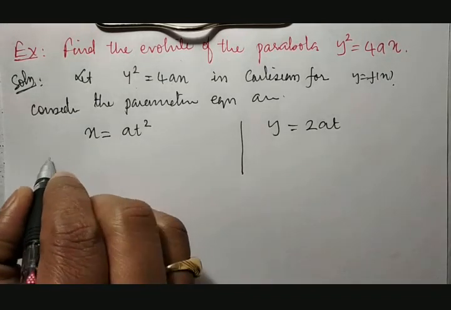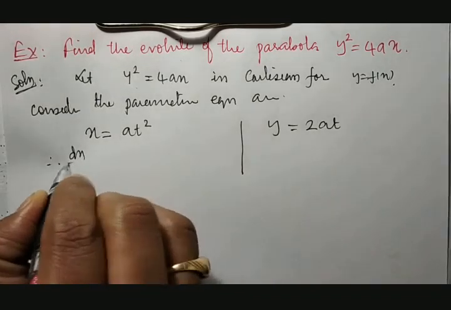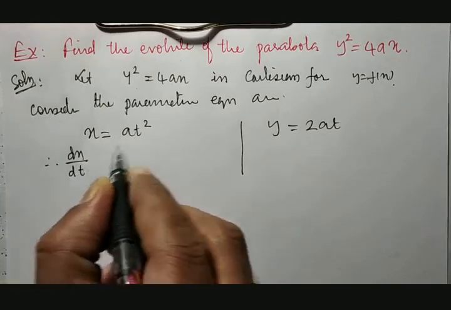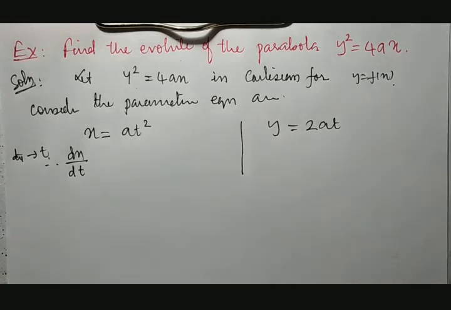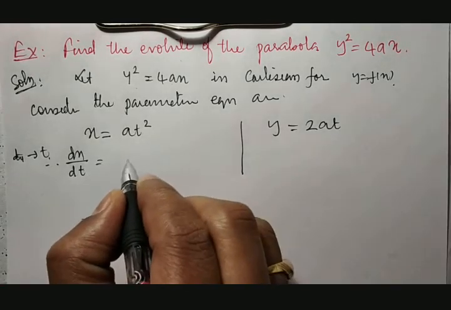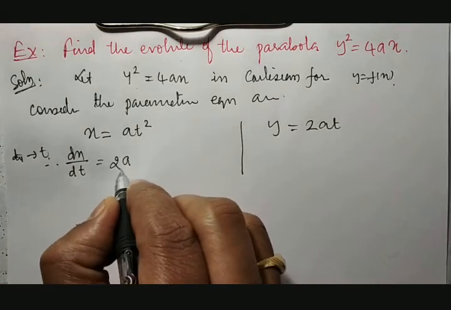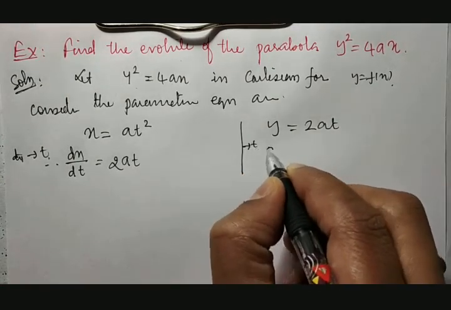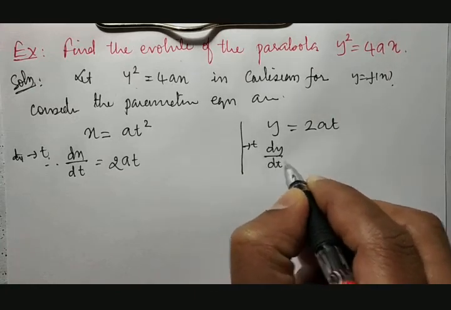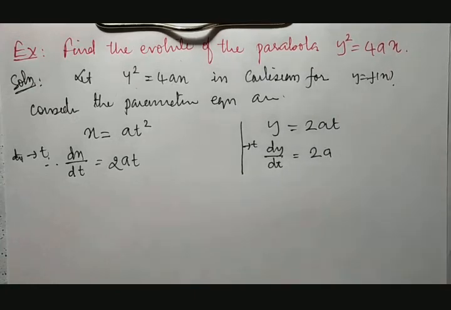Then differentiate this with respect to t, then we'll be getting dx by dt. Differentiating with respect to t because it is a parametric condition. Okay. dx by dt is equal to a into, differentiation of t square is 2t. Then differentiation of y with respect to t will be dy by dt, that is nothing but 2a.